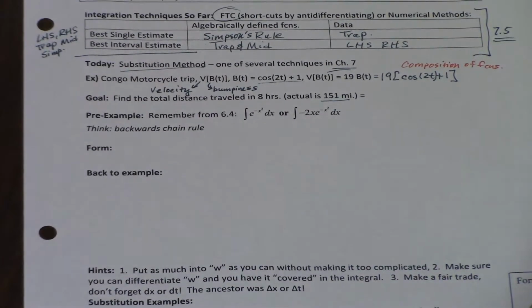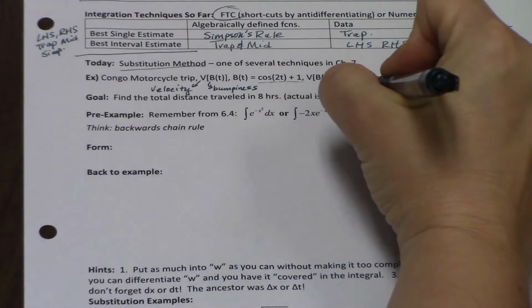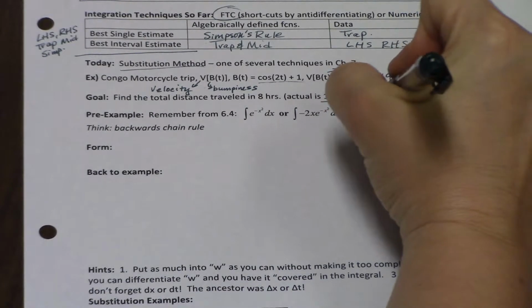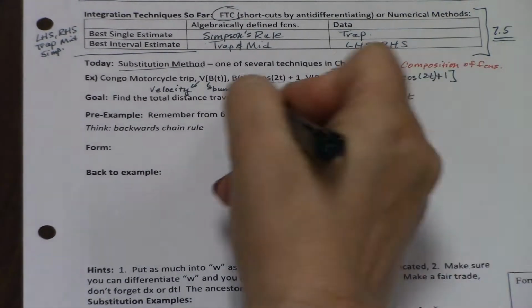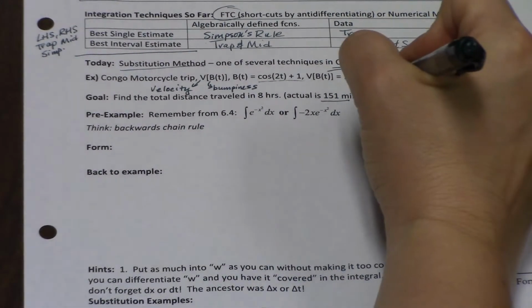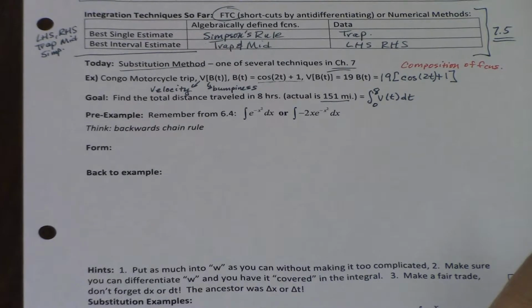It's going to be an integral, right? So we know it's going to be an integral. I'm integrating what? The velocity, right? Because I'm going to integrate a rate of change. And if it's traveled in 8 hours, I'll just make it easy on myself and call the beginning point 0 and go up to 8.